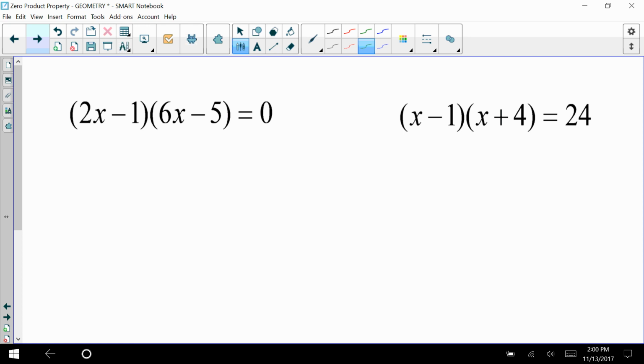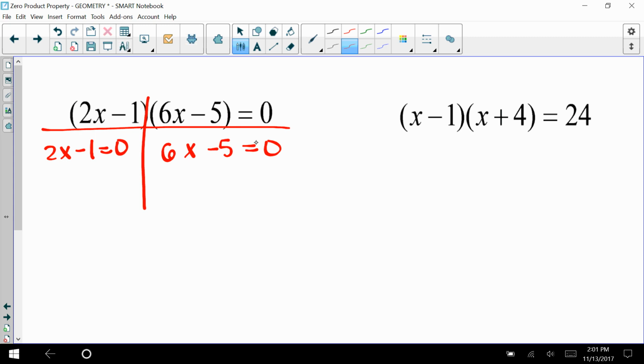Okay, 2 more. Let's see, 2x minus 1, 6x minus 5, these equal 0. Now, it's not in standard form, but these are 2 factors set equal to 0. Can you just jump right into this zero product property? My answer is yes. Here you go. There's no need to remultiply to then refactor. But what you can do is solve for x in 2 separate equations. So we have x is 1/2, and then x can equal 5/6. So there are your 2 solutions.